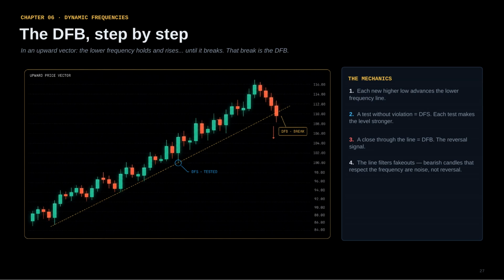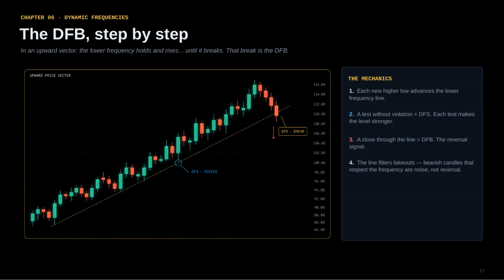That's a dynamic frequency stop, a DFS, and the level is now stronger because it's been tested without breaking. A bearish candle prints and looks scary, but it respects the frequency. The line just filtered a fake out for you. Price touches the line again and takes off. Higher lows keep advancing the frequency until one candle closes through it. That is the dynamic frequency breakout, the DFB, and it signals reversal. In downward vectors, mirror everything.